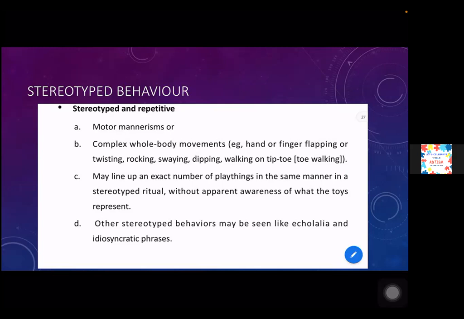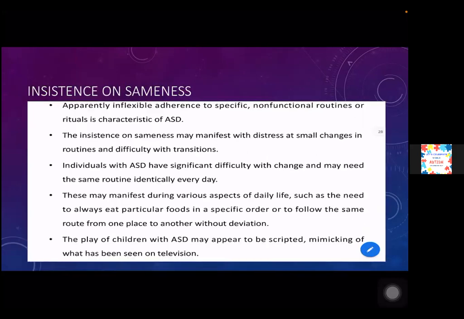Other stereotyped behaviors may be seen, like echolalia. Echolalia means that if I say something to a child, the child would repeat it again and again. And idiosyncratic phrases: the child will keep on repeating some phrases seen from a cartoon or the TV, repeatedly. So these are also stereotyped behaviors.